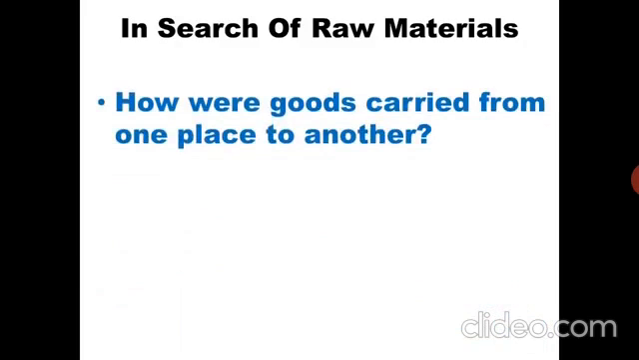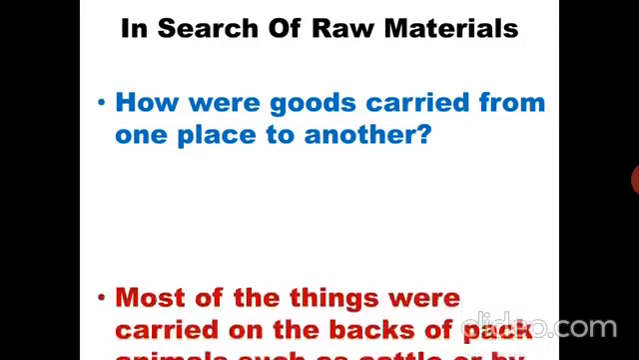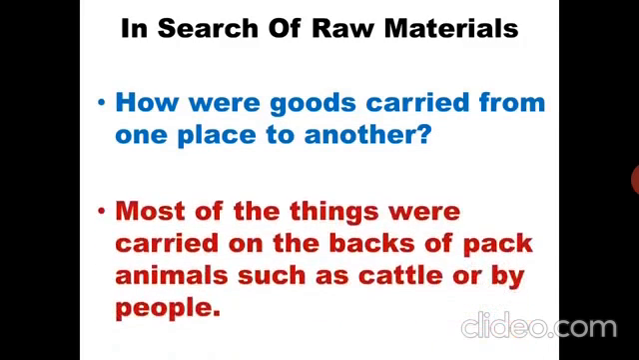Now there is a question: how were goods carried from one place to another? The question will be arising in your mind also, how these raw materials were taken from one place to another. The answer is that most of the things were carried on the backs of pack animals such as cattle, or by people.